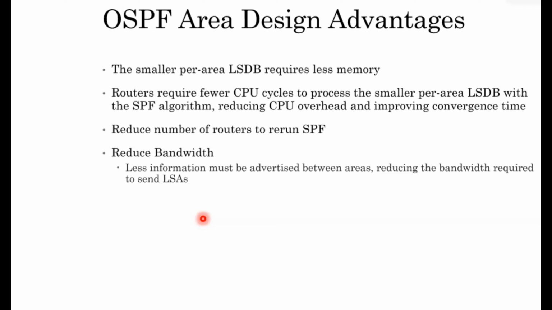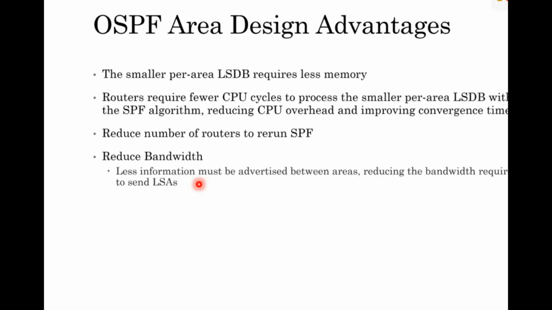And reduce bandwidth. So less information must be advertised between areas, reducing the bandwidth required to send LSAs. The smaller the area, the better. Let's say in one area you have 20 routers, so you'll have a lot of broadcasting. But if you divide those 20 routers, let's say area 0 you put 10 routers, area 1 you put 10 routers, then in this way we can divide them into different areas. So if you divide them, then we'll have a smaller area. And in this way, router performance will be better because the router has to do fewer calculations. If routers want to find out any subnet or traffic, it will take less time.